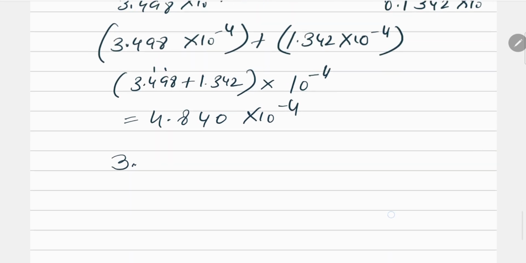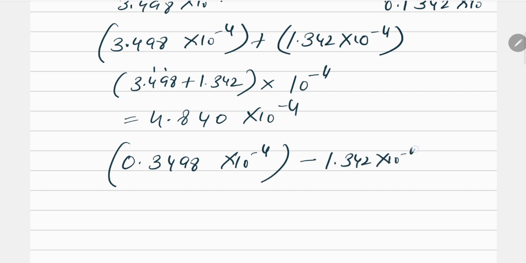And what about subtraction? Once again, suppose we take the same number. It was not 3.498, it was 0.3498 into 10 to the power negative 4. Suppose we are subtracting 1.342 into 10 raised to power negative 4.